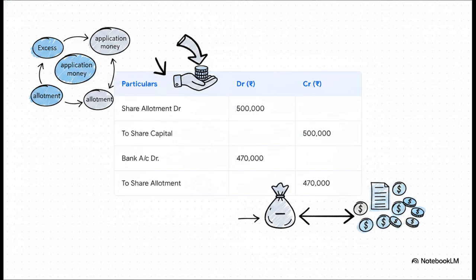For entry 3, we make the allotment due for our 10,000 shares at 50 rupees each. Share allotment debit to share capital for 500,000. We're formally demanding 5 lakhs. But in entry 4, when the bank actually receives the cash, look at that figure. It's only 470,000. Why? Because that 30,000 rupees of excess money from our pro-rata applicants was already sitting right there in the allotment account from our earlier adjustment. We just deduct that and collect the net balance.